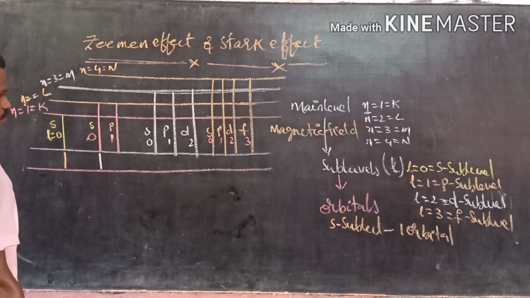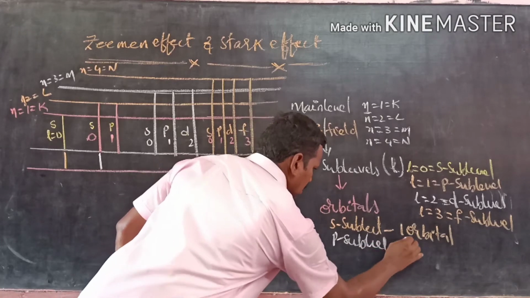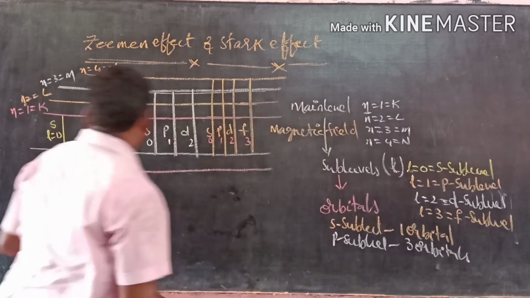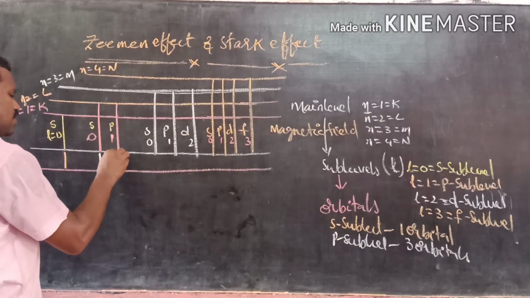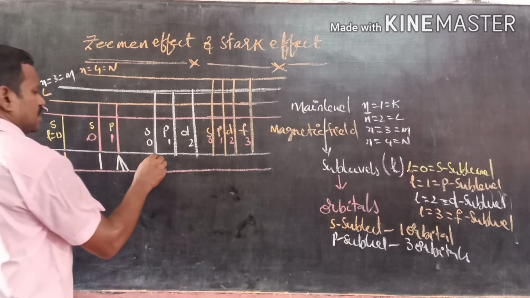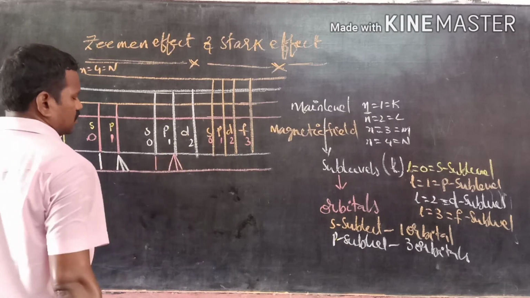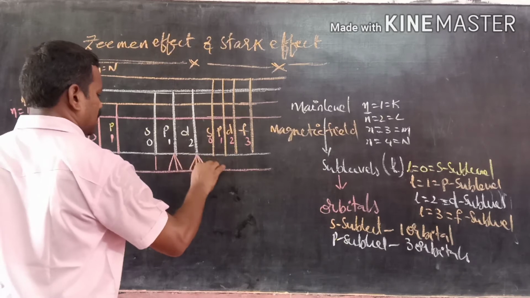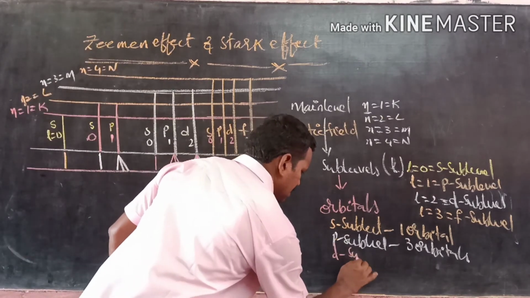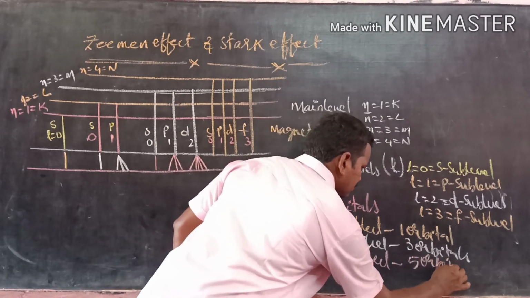Now L is equal to 1, that is called the P sublevel. The P sublevel has 3 orbitals, meaning there are 3 orbitals in the P sublevel. Now it will be divided like this: 3 orbitals. Once again, observe here the S sublevel has 1 orbital, whereas P has 3 orbitals. Then D has 5 orbitals. For the D sublevel there are 5 orbitals present.